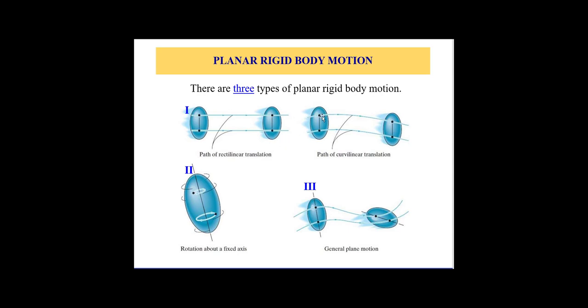In similar fashion, the same two points could keep the same distance, but through a curvilinear path. This example here shows a translation along a curvilinear path. A pure rotation is described when a body rotates about a fixed axis, and general plane motion is when you combine these together, where you have both translation and rotation.